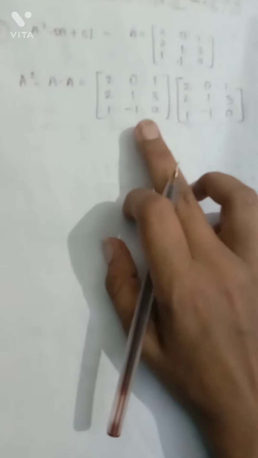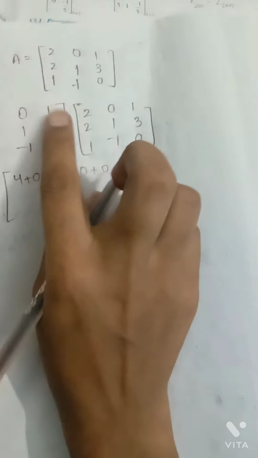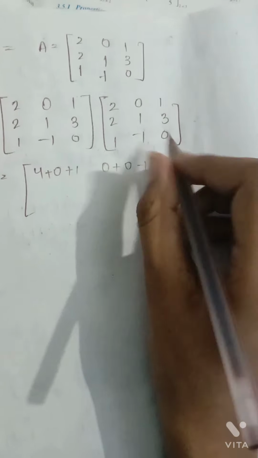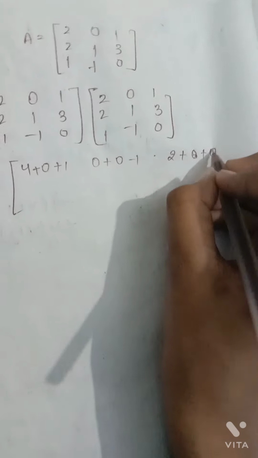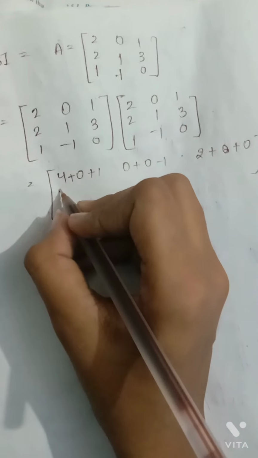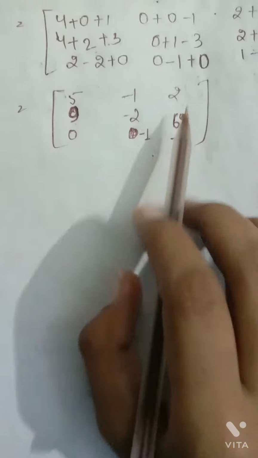In this we have to find the value of a square minus 5a plus 6 into the identity matrix, if A is a given matrix. If we multiply A into A, we will get A square. So now let us multiply it. It is 4, 0, and it is plus 1. 2 into 0 plus 0, and it is minus 1. It is 2 plus 6, 2 plus 0 plus again 0. Again we have to multiply this matrix. So the A square matrix is 5, 9, 0, minus 1, minus 2, minus 1, 2, 6, and 2.